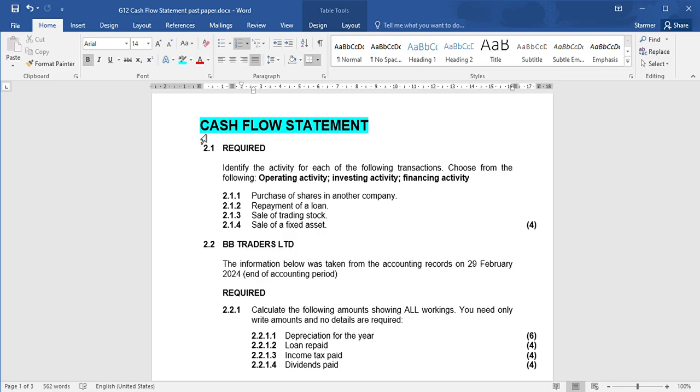Today I'm going to do a past paper question on cash flow statements. Okay, the first thing you're required to do is identify the activity for 4 transactions.